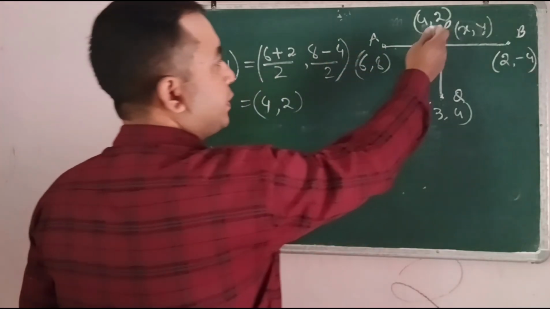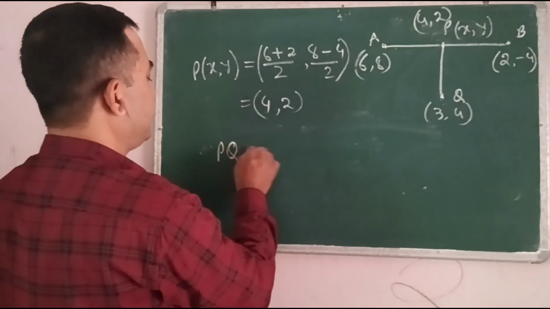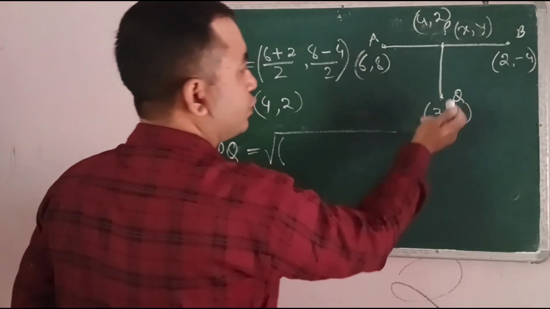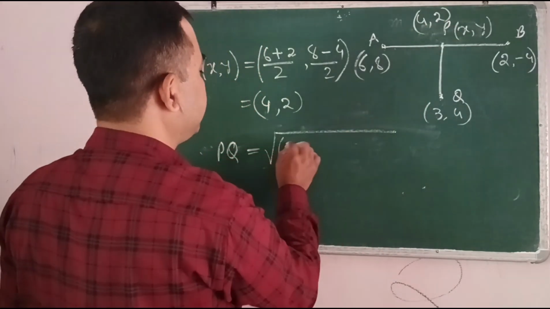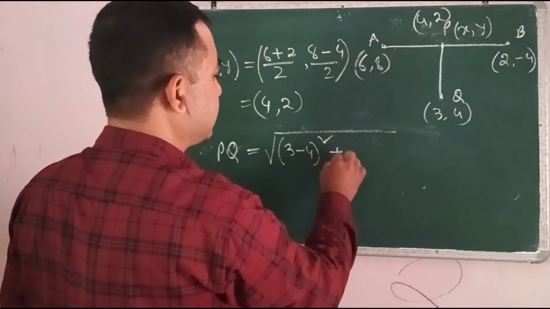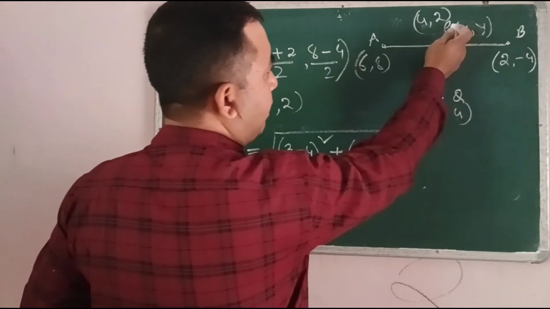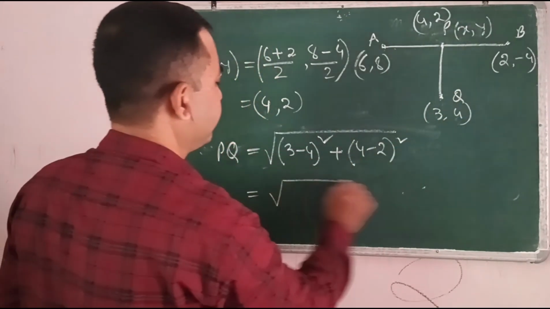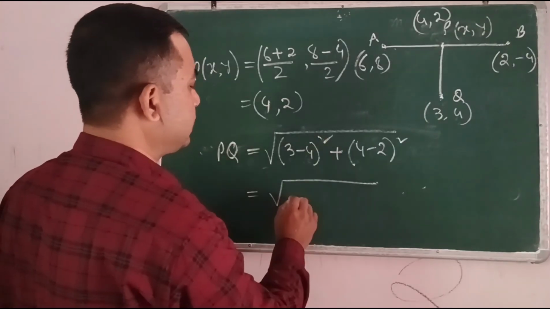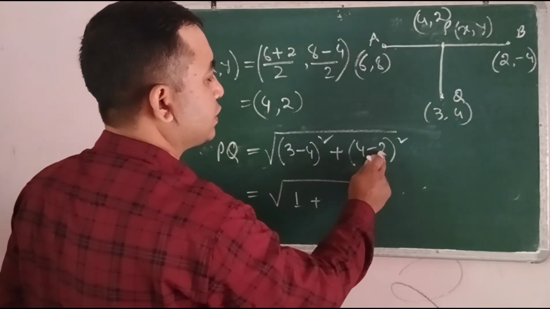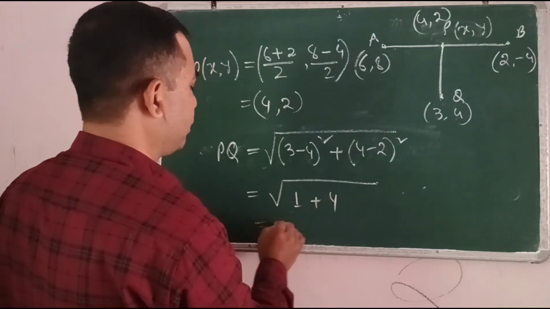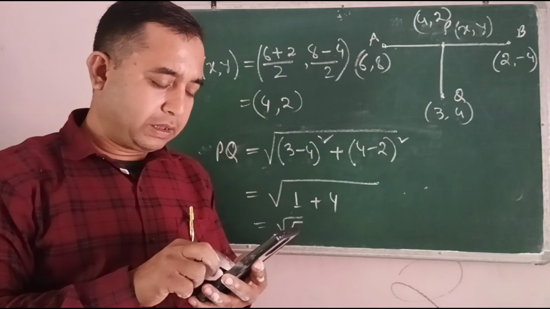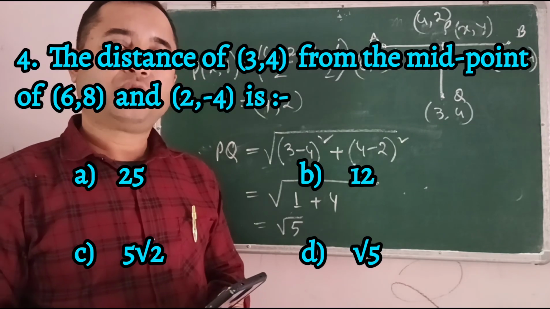Now let us calculate the distance between P and Q. So PQ is equal to, let us write the formula, root of (x2 minus x1) whole square plus (y2 minus y1) whole square. x2 means 3, x1 means 4. So (3 minus 4) whole square plus (4 minus 2) whole square. 3 minus 4 is minus 1, minus 1 square is 1, plus 4 minus 2 is 2, 2 square is 4. So root 5. So root 5 is the correct option. The option is D, root 5.